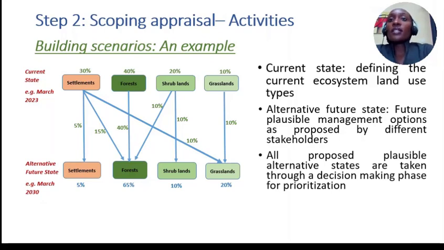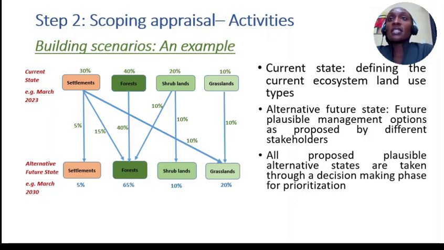What you're seeing on the screen right now is an outcome of one plausible alternative future state as decided by the stakeholders. As you can see, only 5% of the total land area has been proposed for settlements in the future. What does that mean? It tells you these people have a management option where they wish to have the people residing in the settlement area resettled elsewhere, and then have 25% of the current settlement area converted to other land uses.